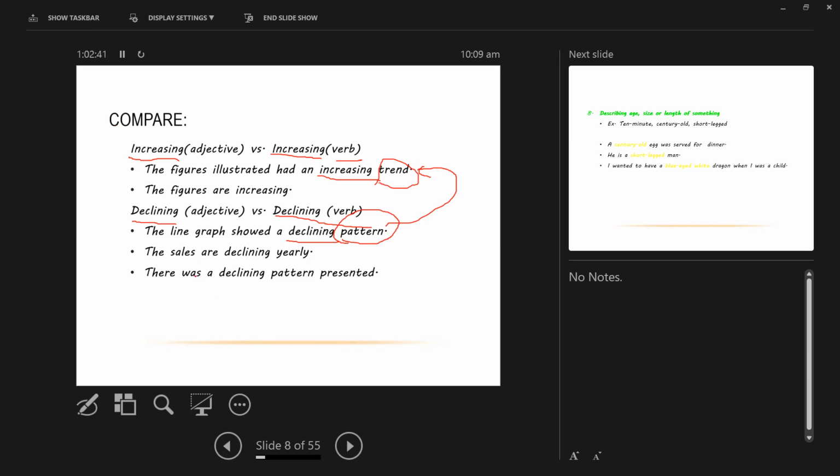Next example. The sales are declining yearly. Oh, may sumagot na agad dito. Verb. Napaka-active ni Jose at saka ni Karen. So dito po, sino yung sumagot ng verb? Verb lahat? Okay, yeah. The sales are declining yearly. So we have the word declining. It acts as a verb because it's an action. Okay.